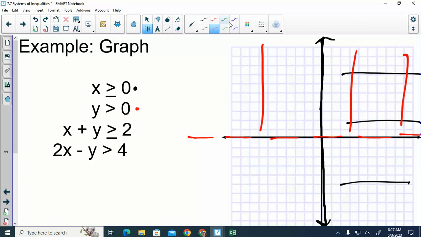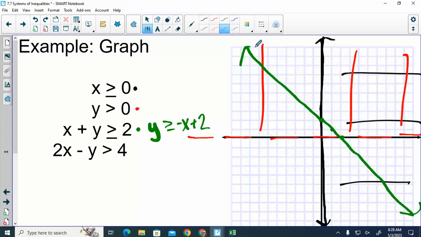So currently, can you guys tell me where my overlap is? Right, first quadrant. Okay, this one, that would be y is greater than or equal to negative x plus 2. Solid line. Where's that one shading? Above. So all I did right there was basically take out this little corner of the first quadrant. So currently, I'm just looking at this region.